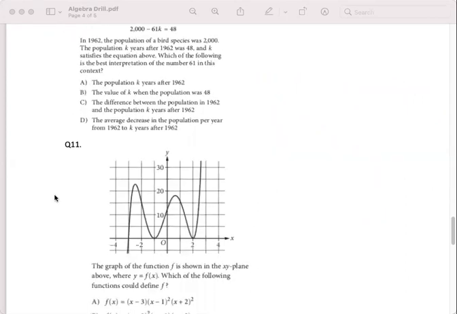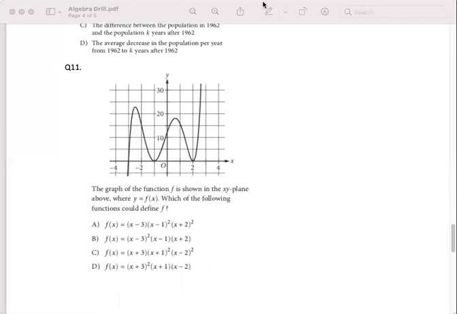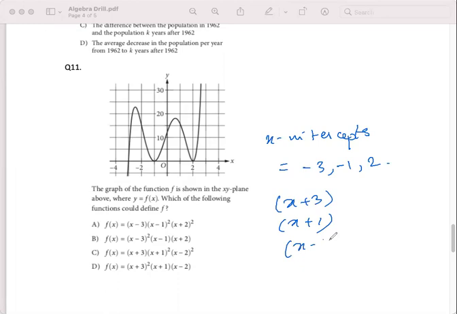Okay, question 11. The graph of the function f is shown in the xy plane above. Which of the following functions could define f? Okay, so let's first find the x-intercepts. The x-intercepts are -3, -1, and 2. So my factors would be x plus 3, x plus 1, and x minus 2, right?